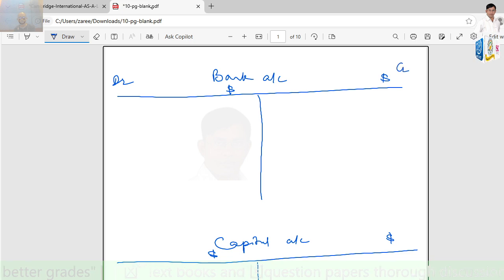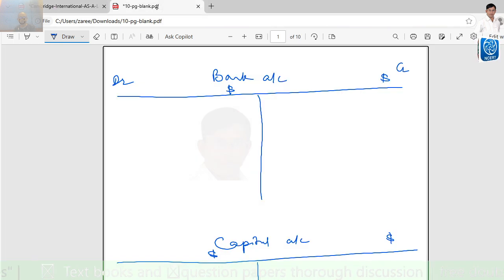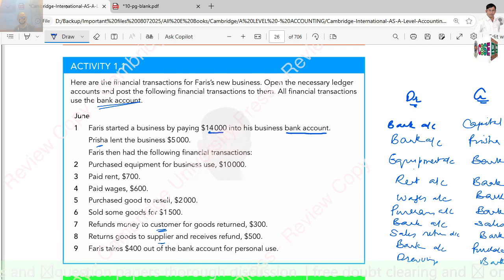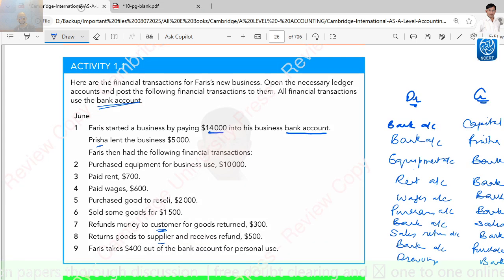So always we have to write the date. What is the date? June 1. So what has happened on June 1? Started business by paying 14,000 into bank account. So what is happening? Money is coming in. Is the bank account debited or credited? Bank account is debited.